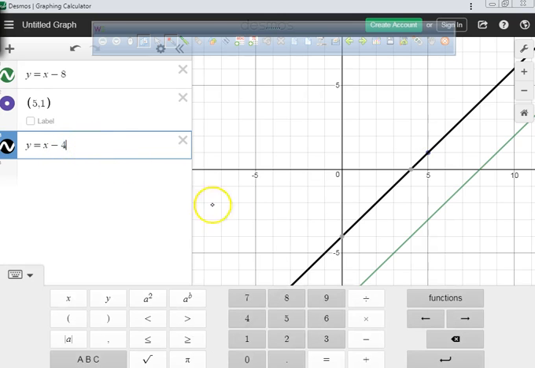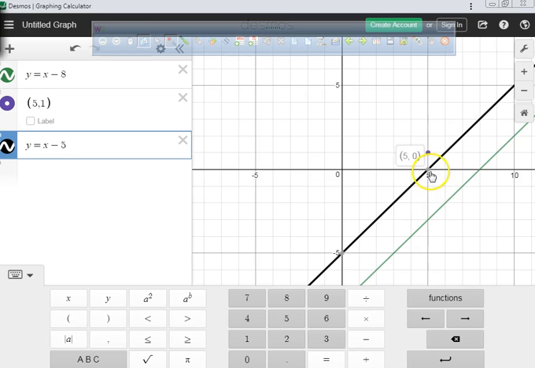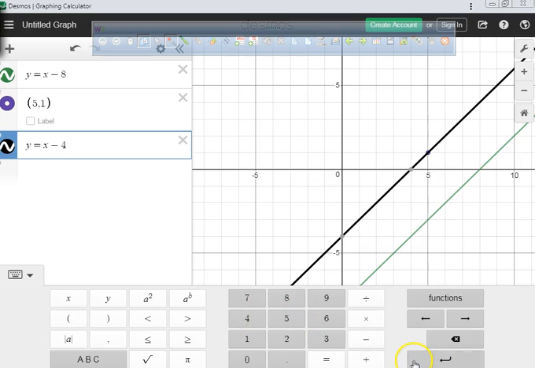If you did it wrong, look, if you said it was minus 5, does that pass through the point? That line does not pass through it. So you have to be able to check your answer.